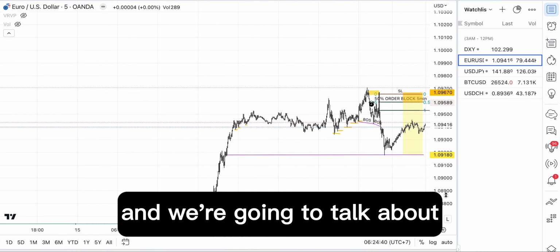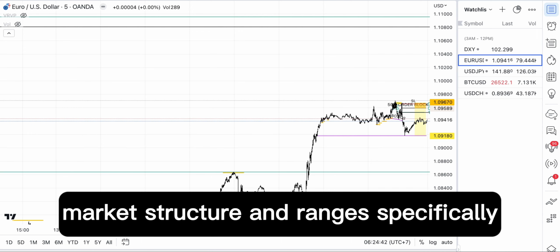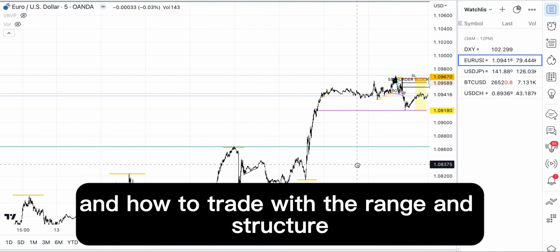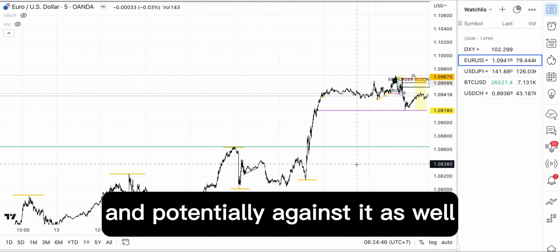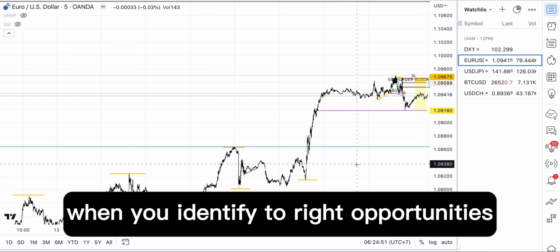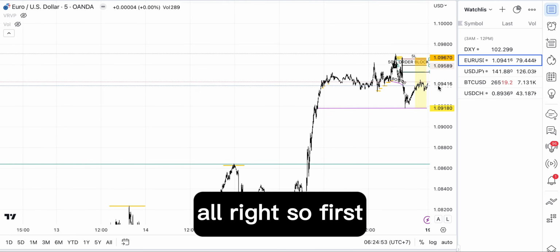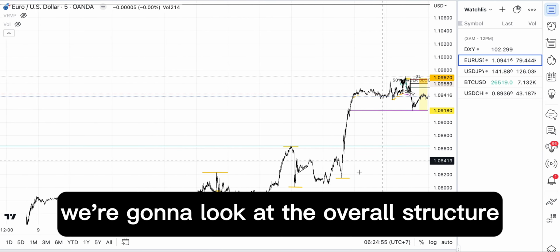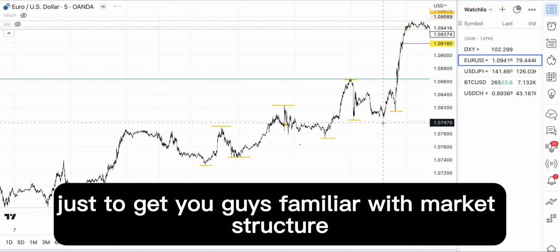We're going to talk about market structure and ranges specifically, and how to trade with the range and structure, and potentially against it as well when you identify the right opportunities. Alright, so first, we're going to look at the overall structure, just to get you guys familiar with market structure.